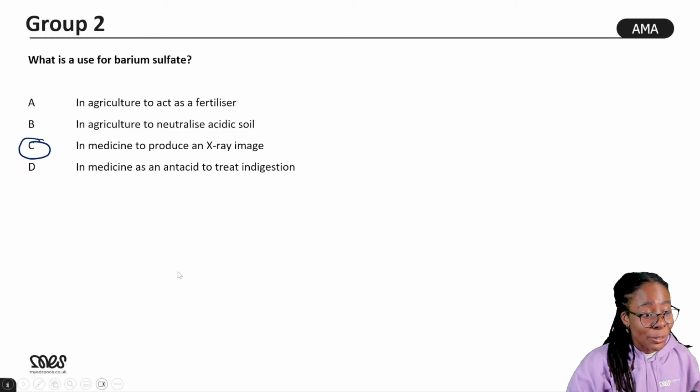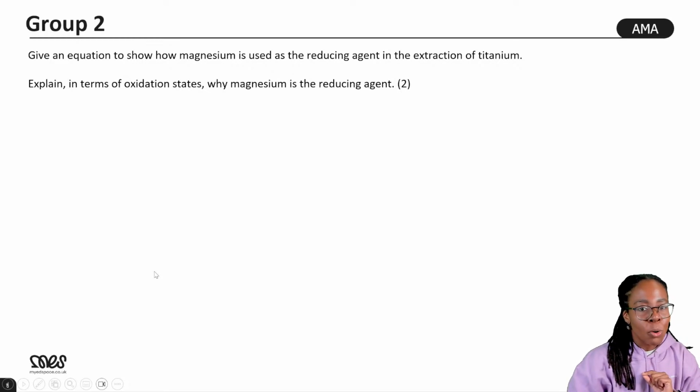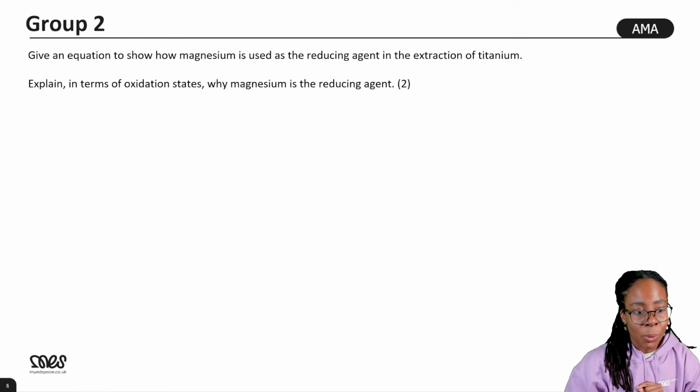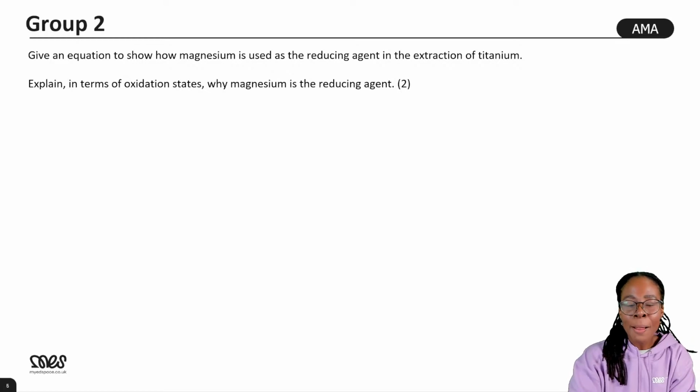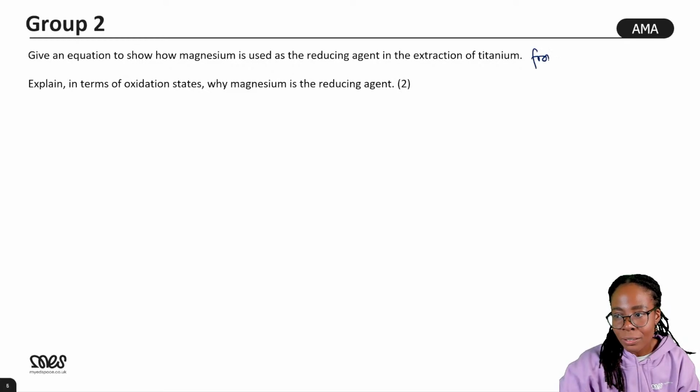D would be absolutely, Mandy. D would be for magnesium hydroxide. You're absolutely right. Okay. Let's look for a couple more key reactions. One that we see, not quite as often as the other ones, but it is on our specification, is how magnesium is used as a reducing agent in the extraction of titanium. Let me give you a little bit more than that, from titanium chloride. Let me not be mean.